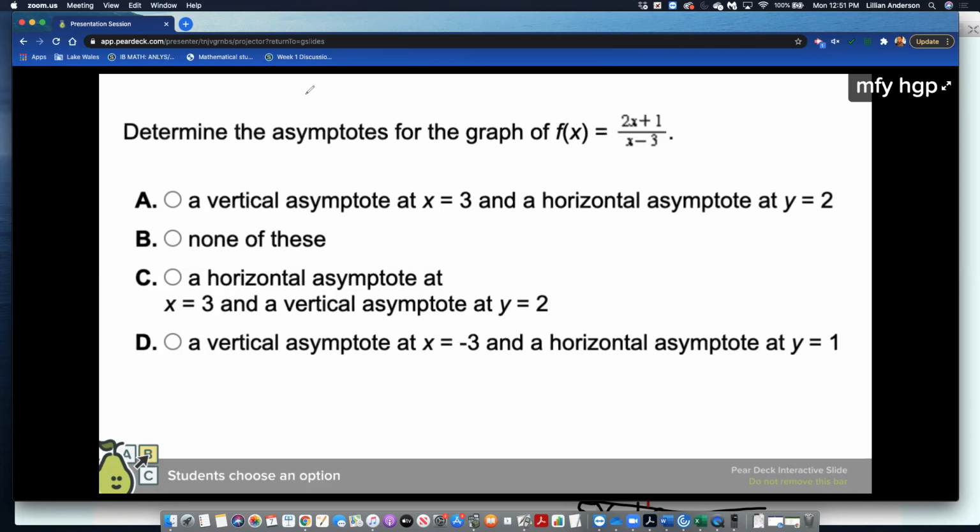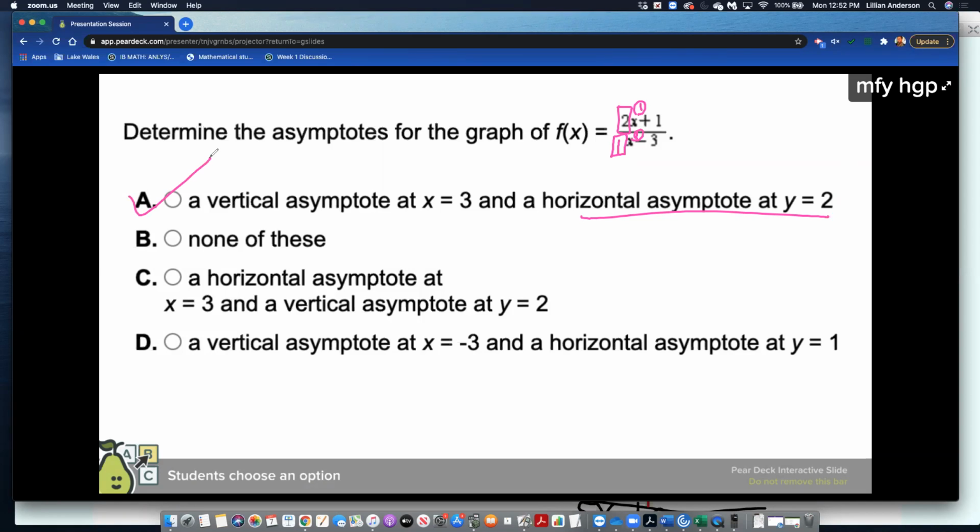You compare the degrees of the numerator and denominator. What's the degree of the top? 1. What's the degree of the bottom? Also 1. Since they're equal, we have to look at the leading coefficients. I have a 2 and then an a, so it's going to be 2. But you have to be careful. Horizontal asymptotes, is it x equals 2 or y equals 2? Horizontal asymptotes are always y equals 2. Clearly, that one was your answer. It was clearly A.